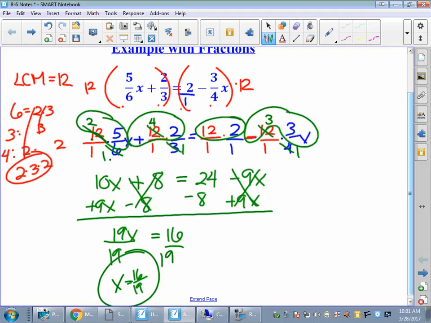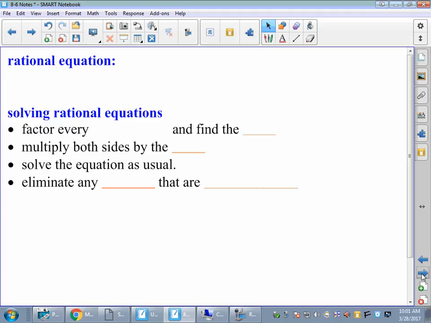So a couple of things. We're going to find the least common multiple. We're going to multiply both sides by the least common multiple, and then solve equations as usual. So today, since we're solving, we're going to get an actual answer. We're not going to get a quantity. We'll actually get a number for our answer.